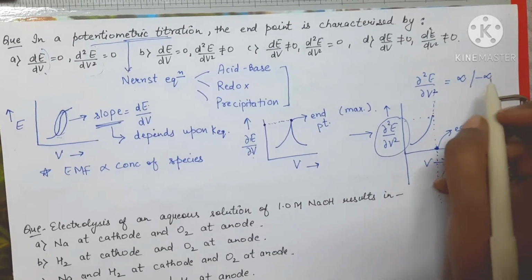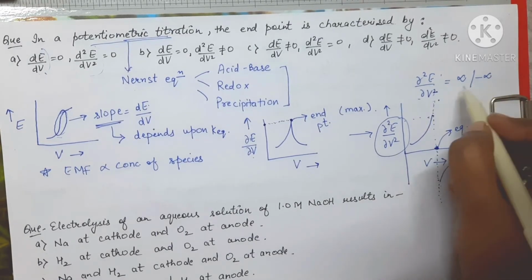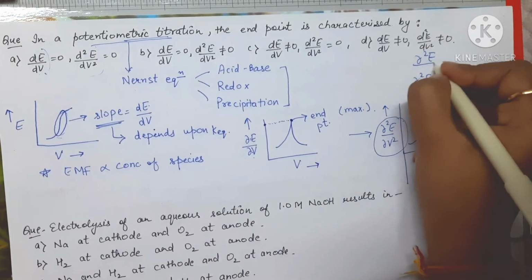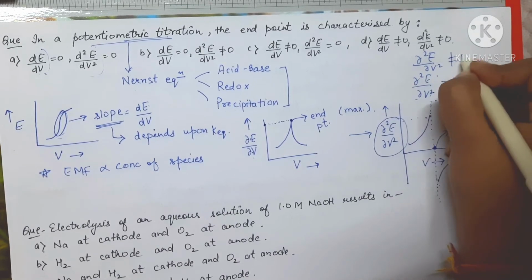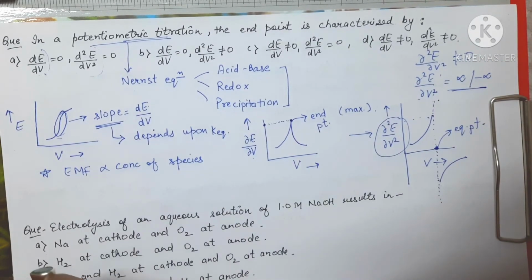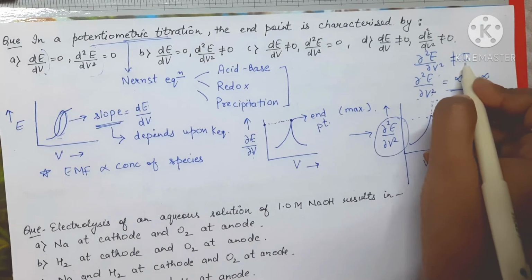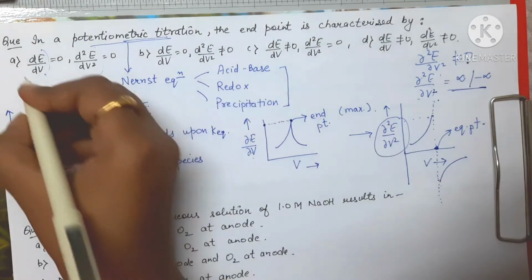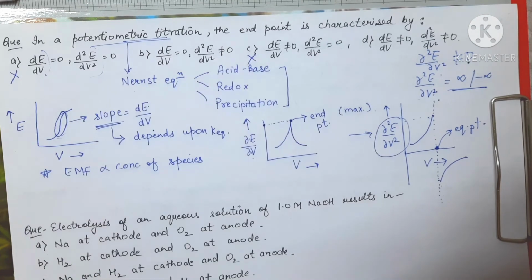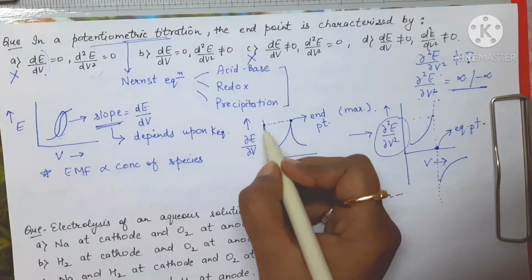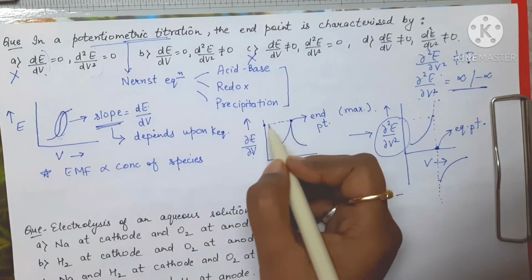So we can say that del square E by del V square value is not defined, or we can say that del square E by del V square value is not equal to 0. Definitely it is not equal to 0, right? So one thing is for sure, del square E by del V square is not equal to 0. So options A and C will be cancelled out. If we look at del E by del V, that we have discussed, we get the maximum value of del E by del V, right?